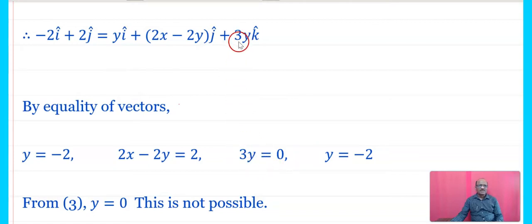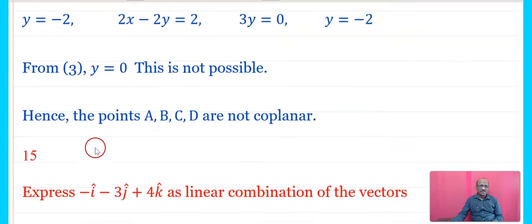And here the last is, from the first you will get y is equal to minus 2, y is equal to 0 is not possible, and hence the points A, B, C, D are not coplanar.